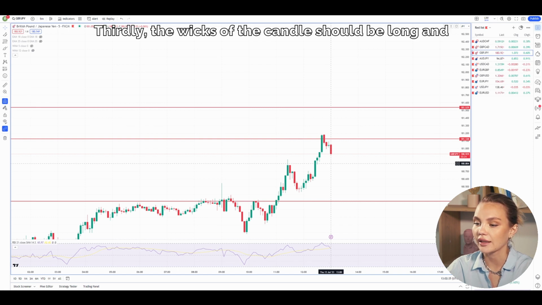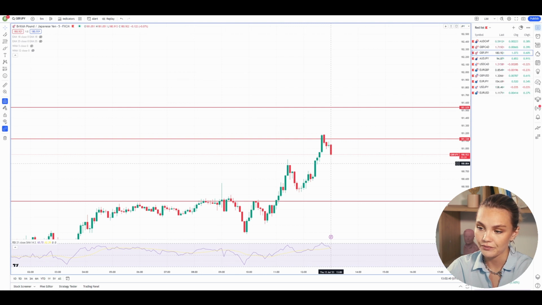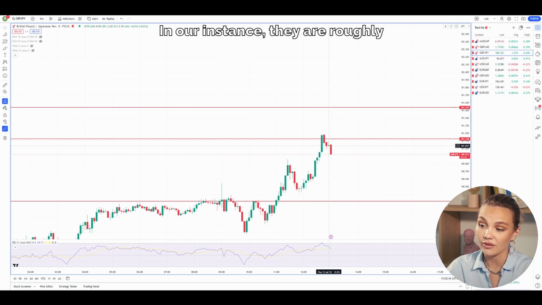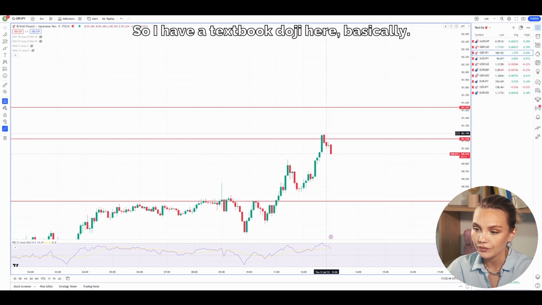Thirdly, the wicks of the candle should be long and preferably of equal length on both sides. In our instance, they are roughly the same length both above and below. So I have a textbook doji here, basically.